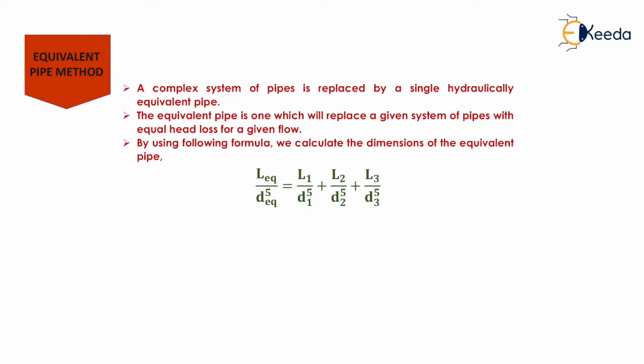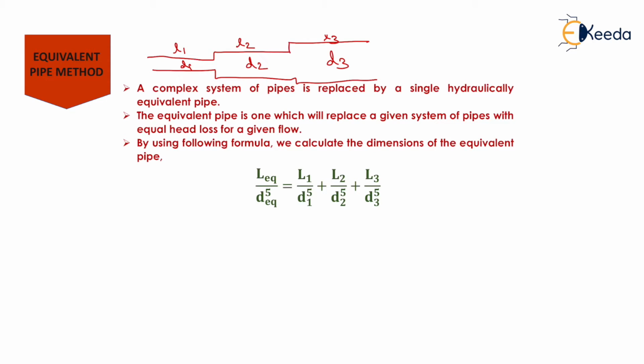Now we have two types of methods, that is the equivalent pipe method as well as the Hardy Cross method, for the distribution of water through various pipes. Now we have already studied this topic in fluid mechanics, that if we want to replace, suppose that we have pipes of lengths L1, L2, L3 having diameters D1, D2, D3. Now if we want to replace this whole length of pipe with a single hydraulically equivalent pipe, then what will be the formula?